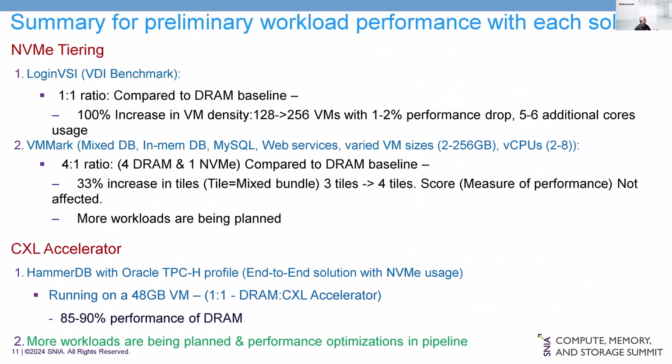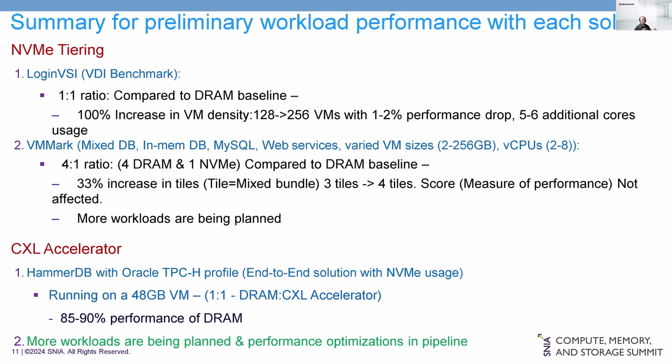We ran a plethora of workloads with a couple of tiering technologies, but let's just quickly go through that from a summary perspective. Looking at NVMe tiering, we ran what's known as Login VSI, which is the VDI benchmark. In this case, we had the DRAM to NVMe ratio as 1 to 1. When we compare the runs to a pure DRAM baseline, we saw a 100% increase in virtual machine density. So we were able to run close to 128 to 256 virtual machines with a 1 to 2% performance drop, and essentially we used just 5 to 6 additional cores. So that was the first workload benchmark we ran.